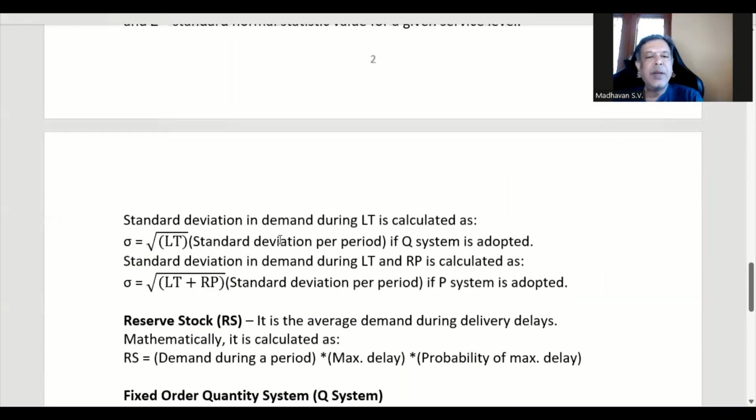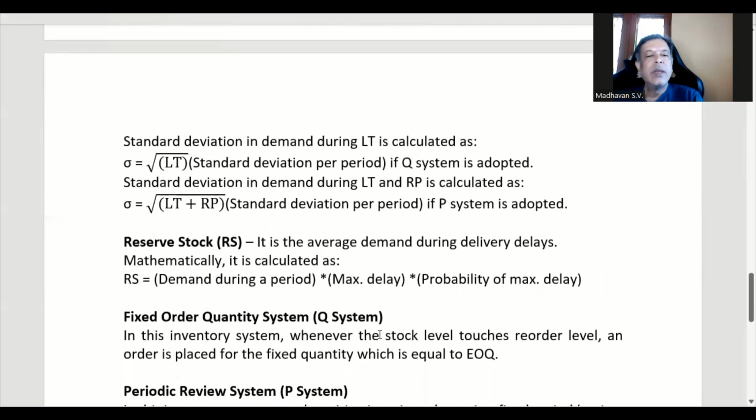Standard deviation in demand during lead time is calculated as sigma is equal to square root of lead time multiplied by standard deviation per period if a Q system is adopted, and standard deviation in demand during lead time and review period is calculated as sigma is equal to square root of lead time plus review period times standard deviation per period if periodic system is adopted. Reserve stock, it is the average demand during delivery delays.